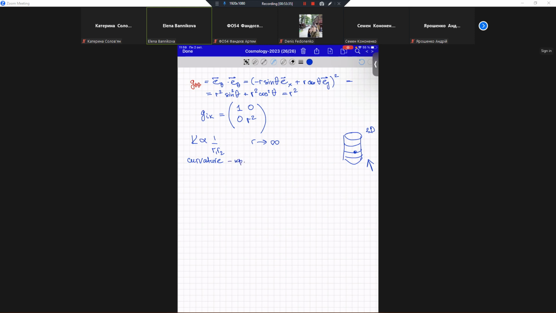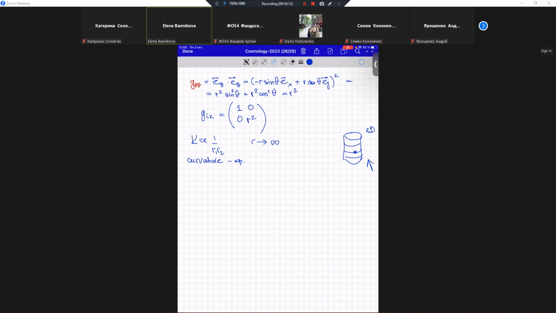Okay, please write in your conspect. Curvature is invariant. Curvature is something which does not change when going from one reference system to another reference system. We will see it later. This is some scalar, and as you understand, a scalar doesn't change when we go from one coordinate system to another coordinate system. So this is a very important point.